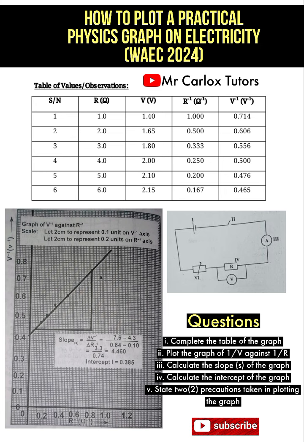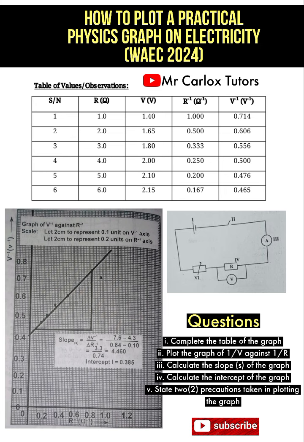All right, let's move to the next question. You're asked to calculate the intercept of the graph. The intercept of this graph is where the straight line cuts the y-axis, that is to say, the reciprocal voltage on the vertical axis. That particular point where it cuts is the intercept of the graph. So in this case, the intercept is 0.385, close to 0.4, almost 0.4, but it's not 0.4, it's 0.385. So that's that for that.